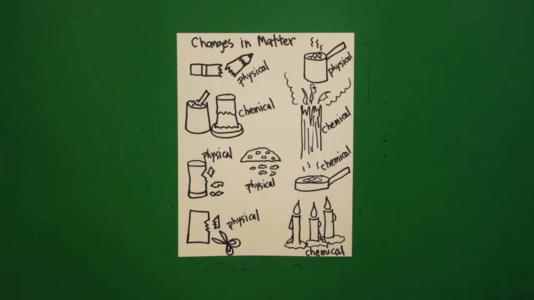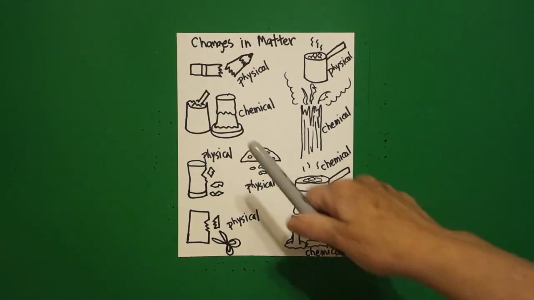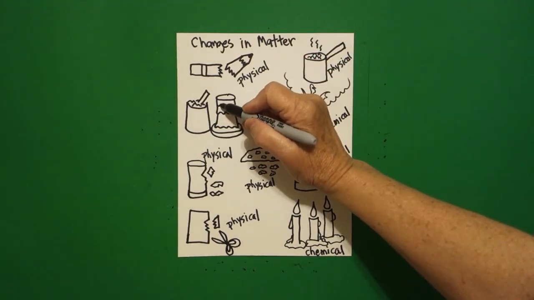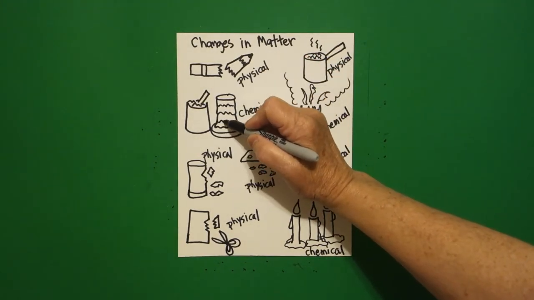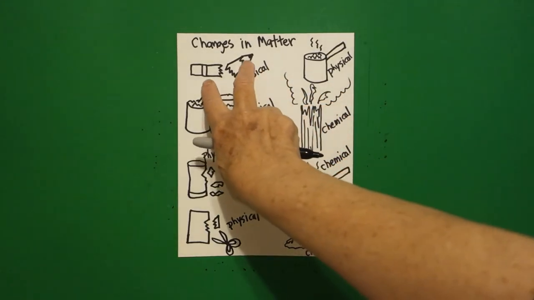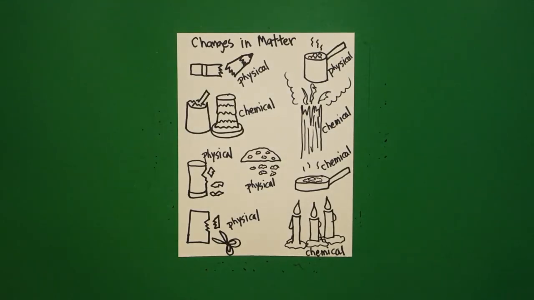That's how you can tell the difference between physical and chemical. That cake batter, when you put it in the oven, becomes a chemical change. I'm going to add some more wavy lines. Just like if you break that pencil, you still end up with pencil. It's just a physical change. Okay, let's see how we're going to color these in.